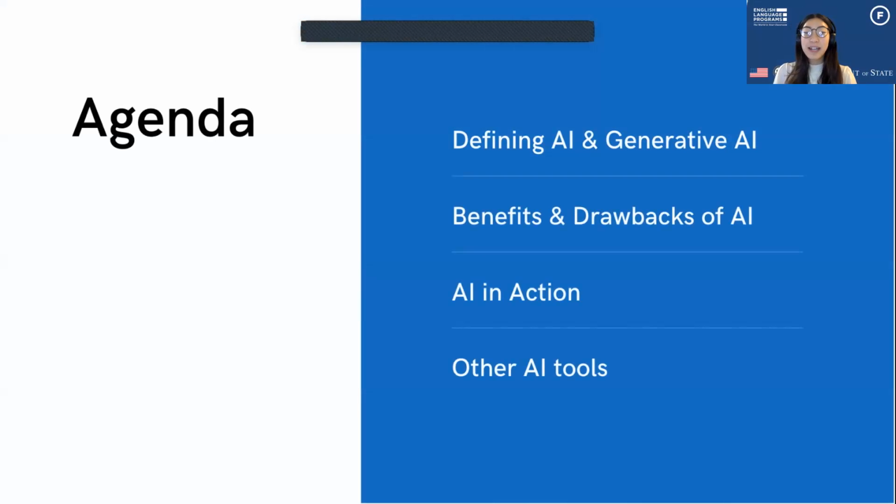So we will start by defining what is AI and generative AI. We'll look at the benefits and drawbacks of AI, and then we'll actually see it in action. So I will be demonstrating to you how to use AI and give you some real examples. And then we'll also look at some other AI tools.